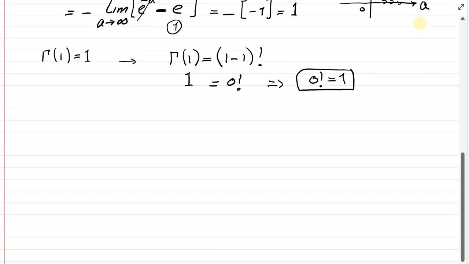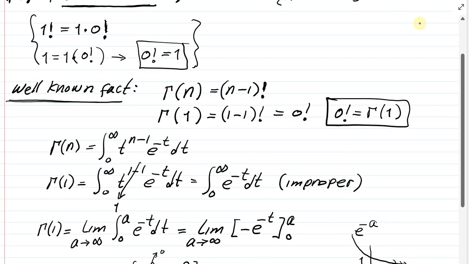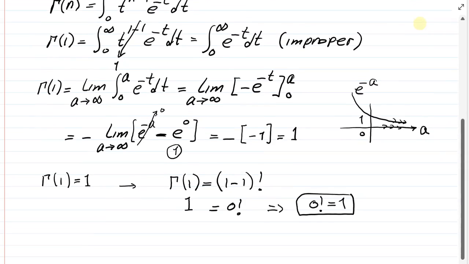So there you have it. This is a short video, and I just again want to show you that. I'm going to go ahead and do the proof of this well-known fact that gamma of n is n minus 1 factorial, and I'll put it in the comments.